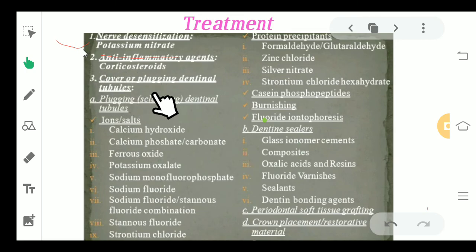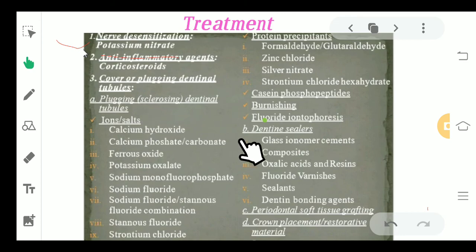Covering and plugging the dentinal tubules means we are going to cover the dentine which has been exposed. As we cover this exposed dentine, obviously something is going to cover it, and now there will be no pain felt by the patient. To cover the exposed dentine, we can use some ions or salts like calcium hydroxide, calcium phosphate, ferrous oxide, potassium oxalate, or sodium monofluorophosphate, and so on. So these are the different ions and salts which can be used to plug or close the exposed dentinal tubules.